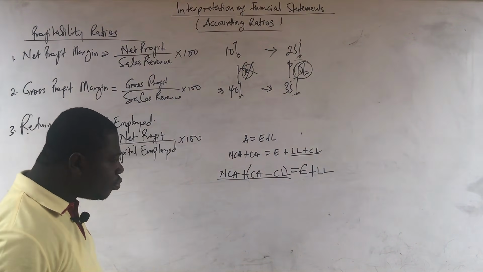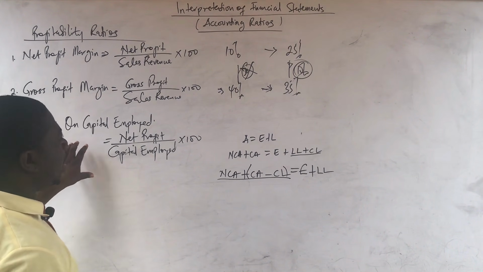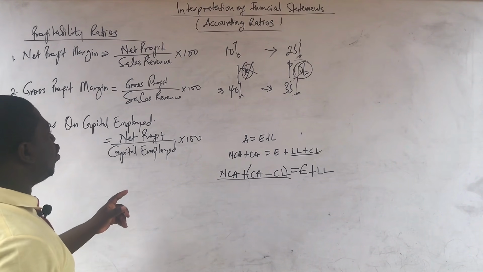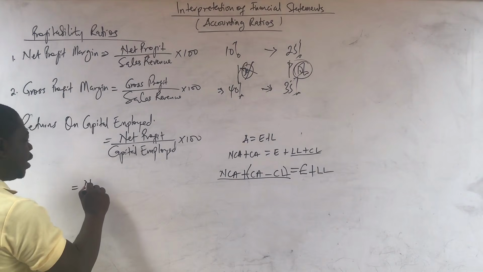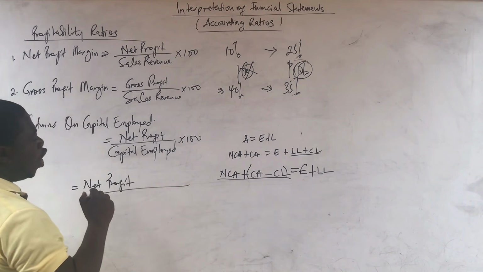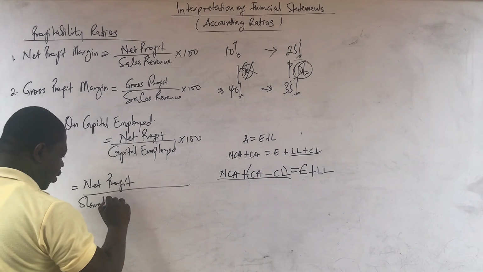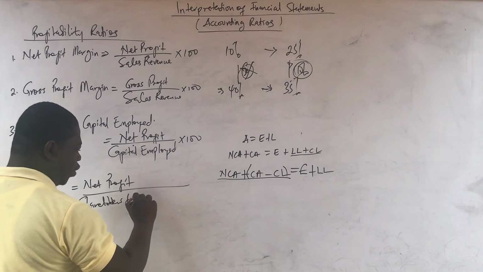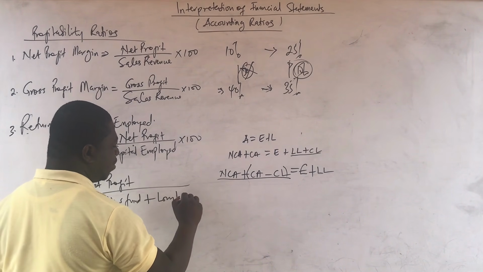And so sometimes you will see in some books that when they are giving you the formula for returns on capital employed, they are not going to say net profit over capital employed. No. You are going to see something like net profit after tax or whatever over shareholders fund, which is equity. Shareholders fund is equity plus long-term debt, which is the long-term liability.